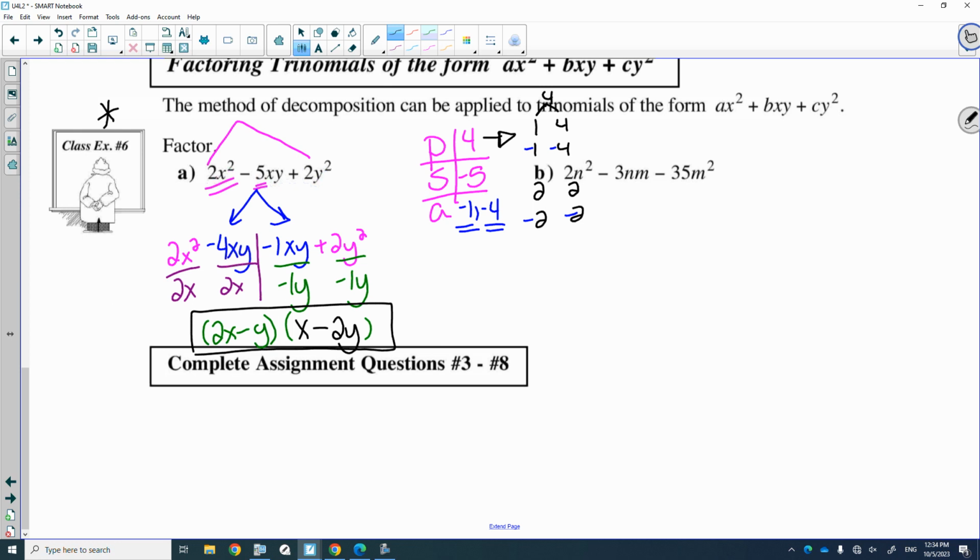Okay, so that's your review for decomp, and that's your review for a couple new ways they could show decomp in 20-1. So I'll give you just maybe 3 or 4 of these to practice.